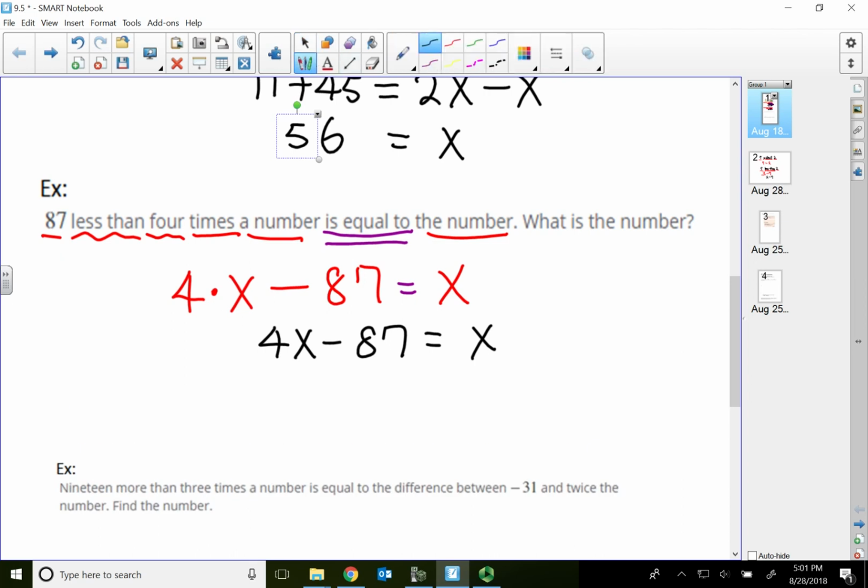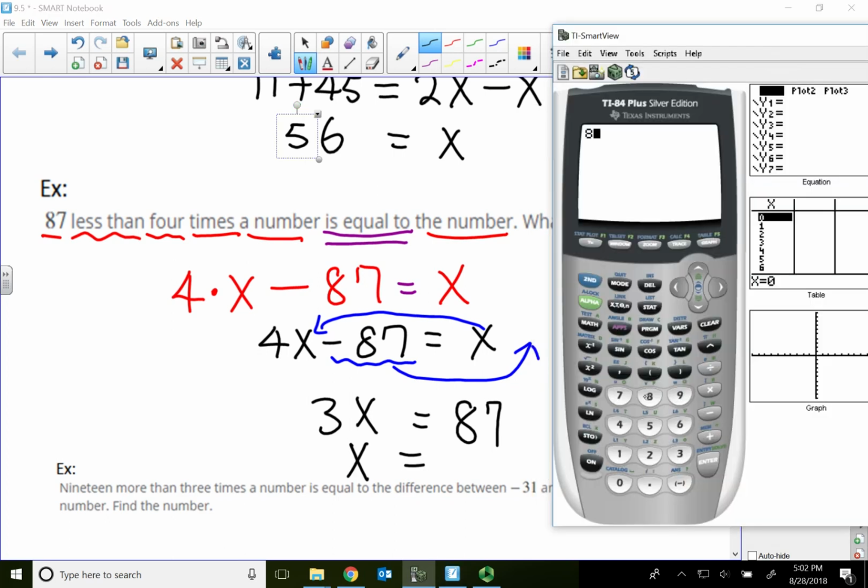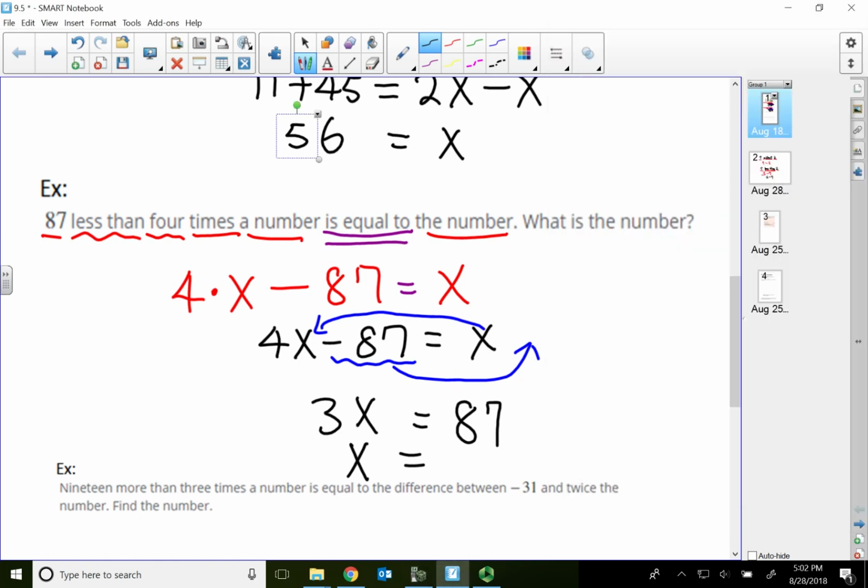All right, so let's solve for x real quick. I only have 3 terms here. This variable term x is way less than 4x, so I'm going to move my x to the left. That means at the same time, I need to move my negative 87 over. So x comes over, becomes negative. 4x minus x is 3x. Negative 87 comes to the right, becomes positive. So when I divide both sides by 3, 87 divided by 3, my answer, x equals 29. All right, that's all there is to it.